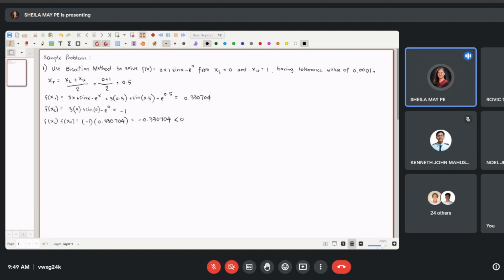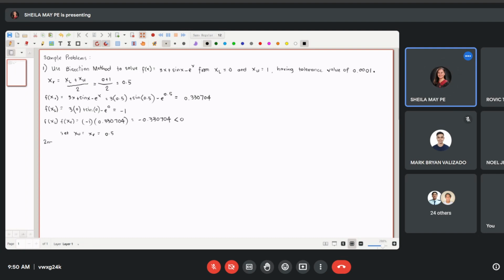So therefore, what should we set? Set x sub u equals x sub r, and that is 0.5. Now that is for the first iteration.